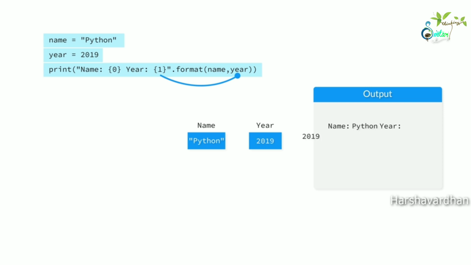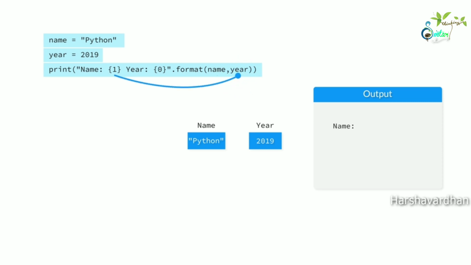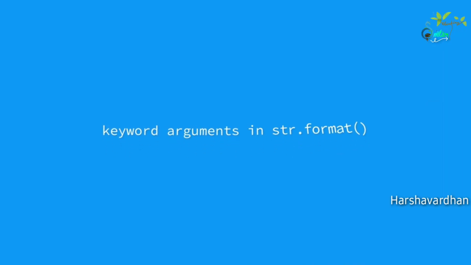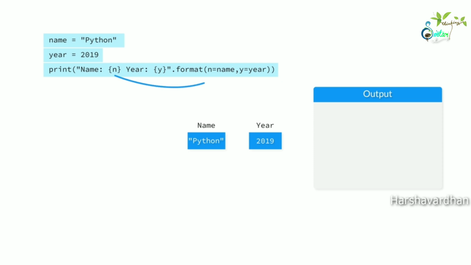Let us see another example. We have {1} and {0}. So for 1, the second variable year value will be printed, and for 0, the first variable name will be printed, and we will get the output like this. So that is how we can use positions. We can also use keyword arguments in the string formatting method. Here in place of n, the value of name will be placed, and in place of y, the value of year will be placed. So these are different methods to print the value of variables.